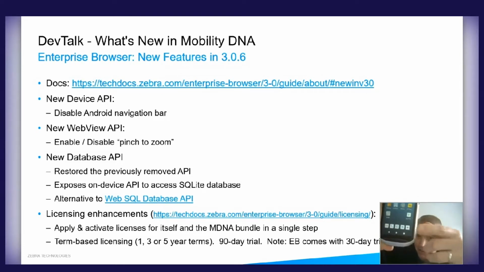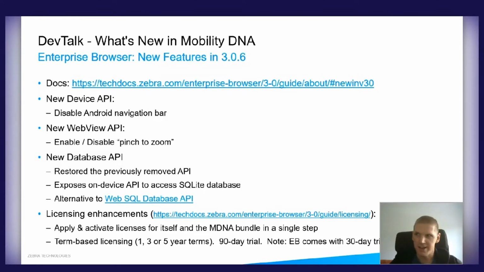So you have the ability to control whether or not that is seen through Enterprise Browser. There are existing APIs in EB to disable the home button and disable the recents button. I call them buttons; nowadays they're soft buttons, but Enterprise Browser has actually been around since Gingerbread. Anyway, there's also a WebView API, so the ability to enable or disable pinch and zoom on that.